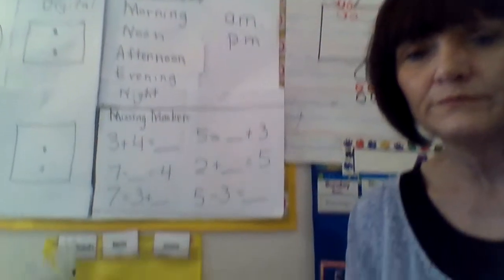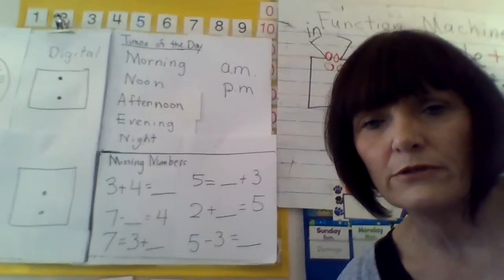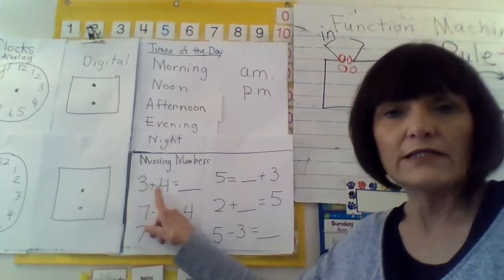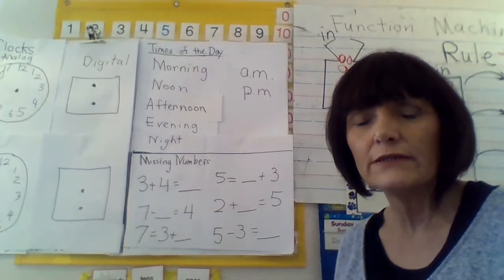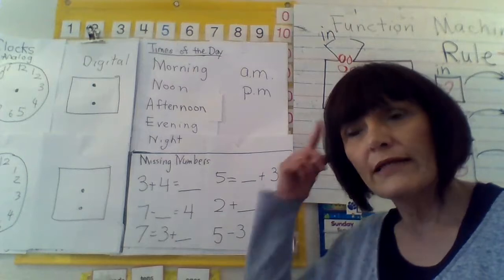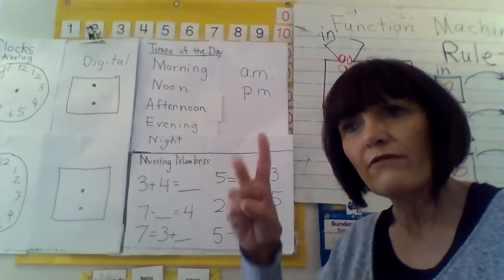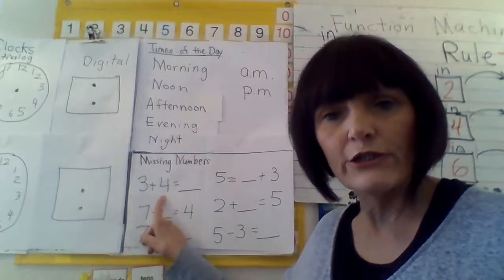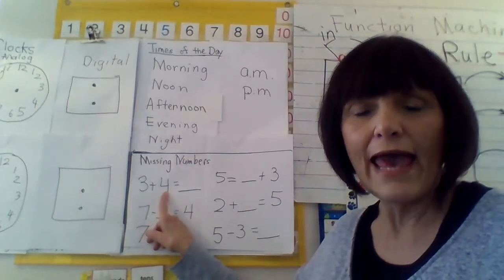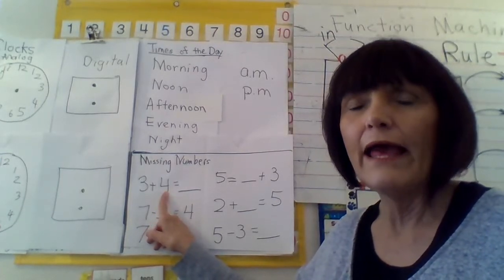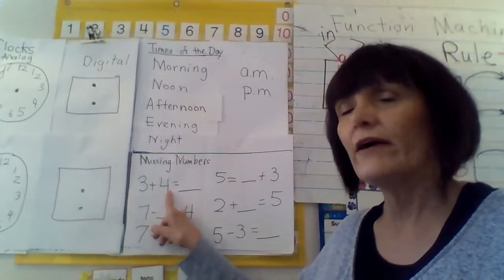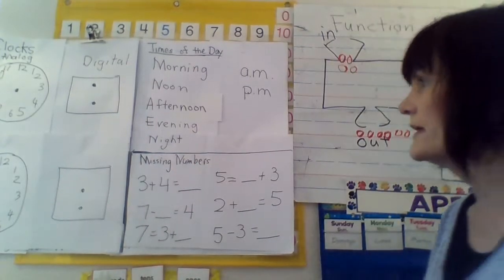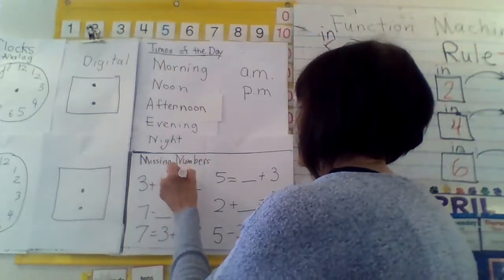Here I am, the missing numbers. All right, let's see. 3 plus 4 equals what? 3, put that in your head and count on. 4, 5, 6, 7. It's actually easier to put the larger of the add-ins in your head and then count on. So if I did 4, 5, 6, 7, the answer is 7.